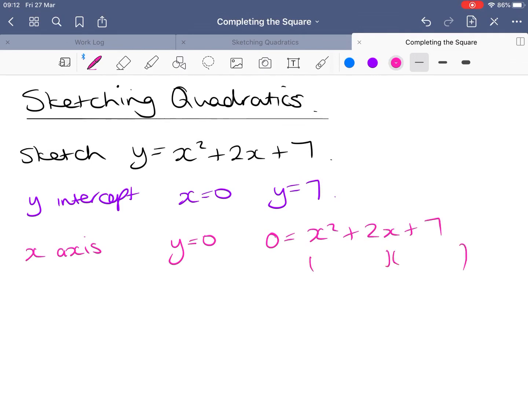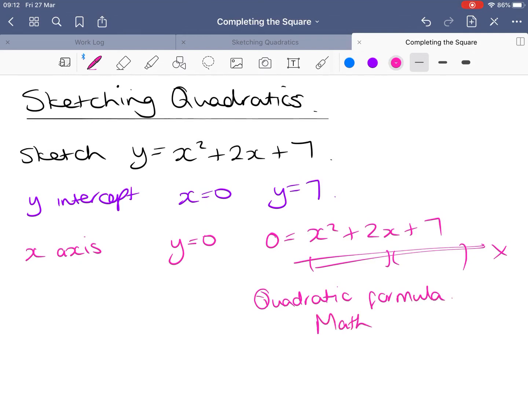But when I try and factorise it, I can't get two numbers that multiply to make 7 and add to make 2, so it won't factorise. If I try to use my quadratic formula, I would end up with my calculator saying math error. Okay, so that means there are no solutions for this equation. There is no value of x that would mean x squared plus 2x plus 7 equals 0. So what does that mean? It means it does not cross the x-axis.